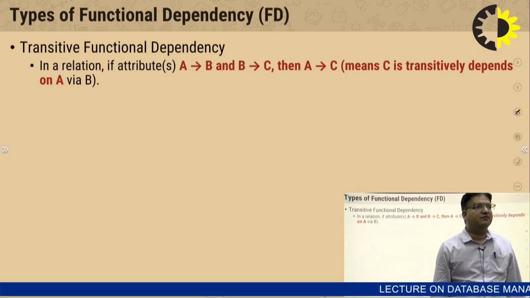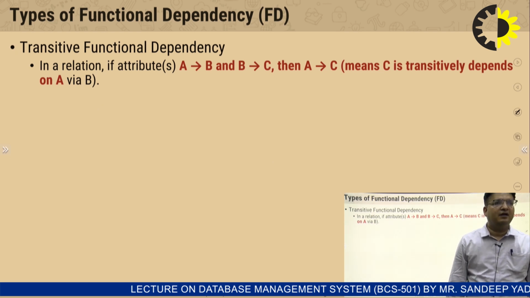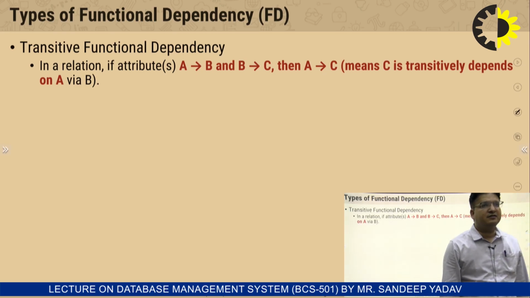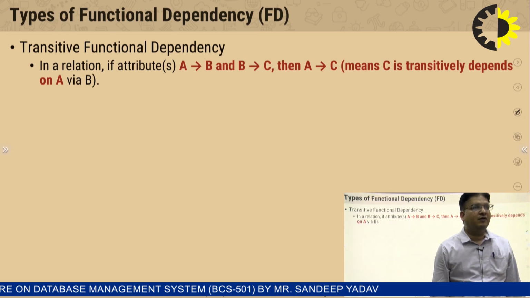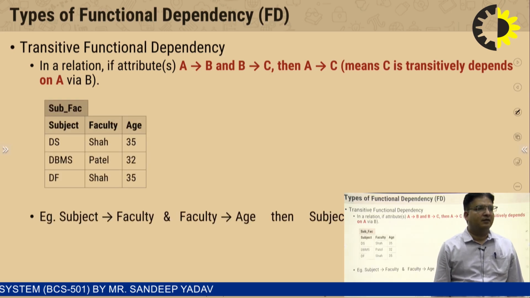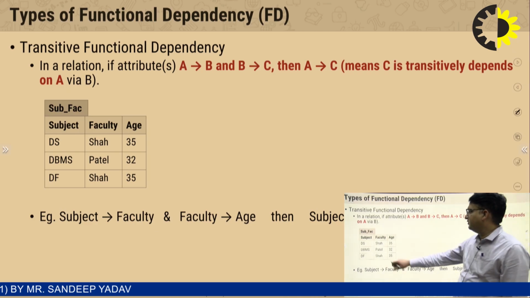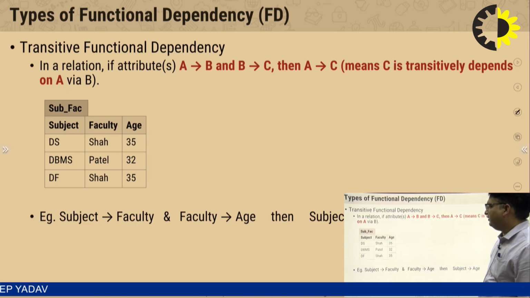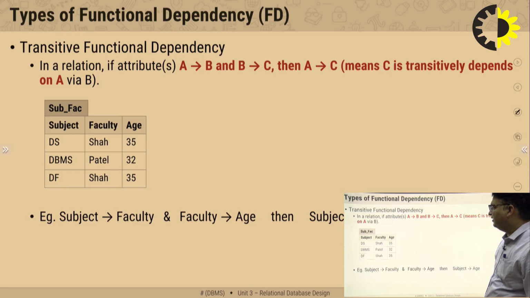The third is transitive functional dependency. In a relation R, if attribute A determines B and B determines C, then A determines C, that is C is transitively dependent on A via B. That is the transitive functional dependency. Now, let us see in this table, this subject faculty table having the three attributes subject, faculty and age, having some entries. Now, here subject determines faculty and faculty determines age, then we can say that subject determines age.